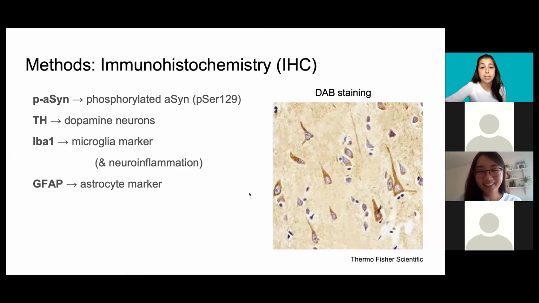Next, we sought to examine the cellular pathology underlying our MRI-derived atrophy results, and this was done using immunohistochemistry, specifically looking at 4 markers of cellular pathology: the first being phosphorylated alpha-synuclein, which is our toxic aggregated form; tyrosine hydroxylase to examine dopaminergic cell loss; IBA1 to examine microglia and neuroinflammation; and finally GFAP to examine astrocytes.